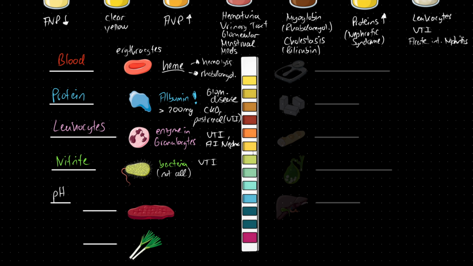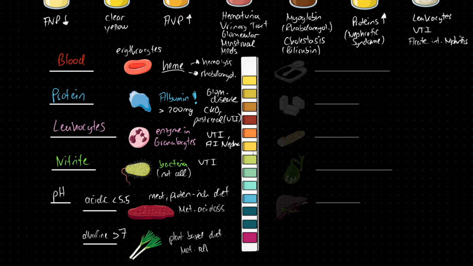You can also measure the urine pH. An acidic urine, generally below 5.5, is commonly seen in patients eating a high-protein or meat-rich diet, because these diets generate more acids along the way. Metabolic acidosis can also acidify the urine. On the other hand, in contrast, alkaline urine with a pH above 7 is more common with plant-based diets. But also here, metabolic alkalosis can make the urine alkaline, because the kidney increases bicarbonate excretion in order to normalize the blood pH.